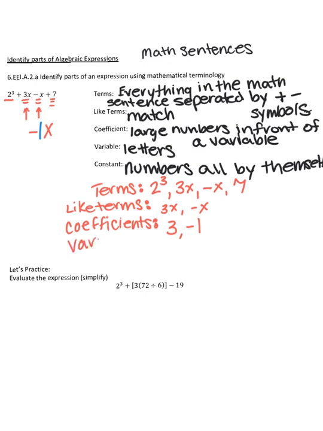Then we have variables. What letters do we have? Well, the only letter we have is x. We do have a few of them, but we're only going to list the x one time. And then we have constants. These are numbers all by themselves. We have 7.